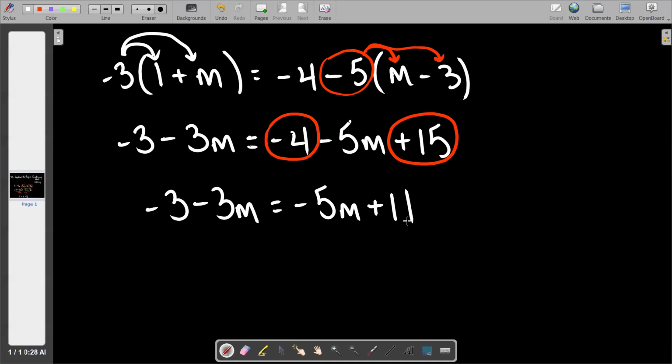It took 1 step to distribute. It took another step to combine those red circled terms. And now you should recognize we still have 3 steps to go. 1, 2, 3, 4, 5.